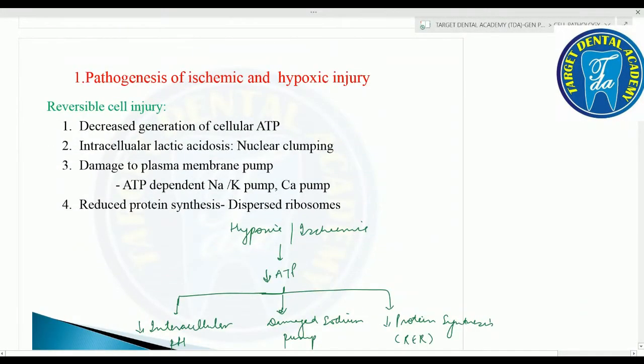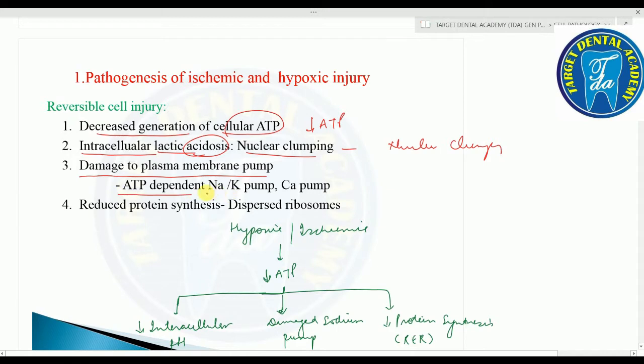First is the pathogenesis of ischemic and hypoxic injury, the reversible cell injury. In this there is decreased generation of cellular ATP, which leads to intracellular lactic acidosis and finally to nuclear clumping. Then there is damage to the plasma membrane pump, including the ATP-dependent sodium pump and the calcium pump. And finally reduced protein synthesis, which leads to dispersed ribosomes.